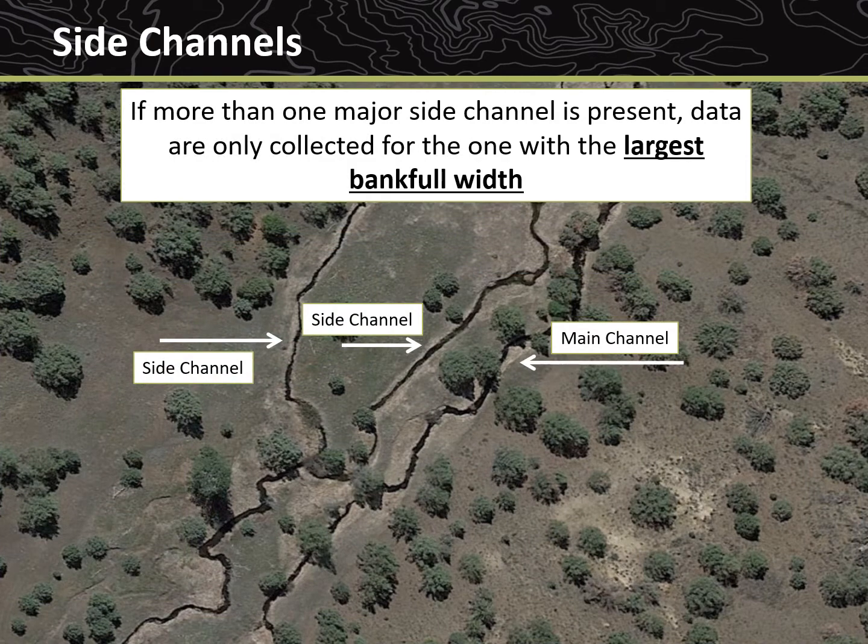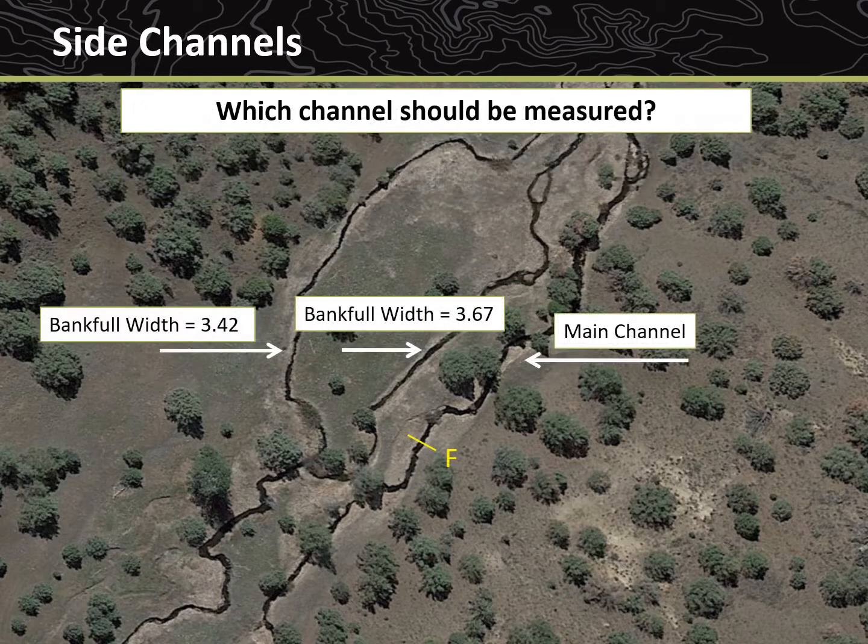If more than one side channel is present, data are only collected for the one side channel with the widest bankfull width. Which one of these side channels should be measured? This is the side channel that should be measured.